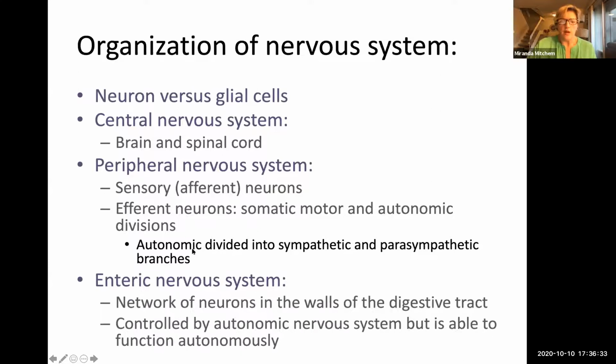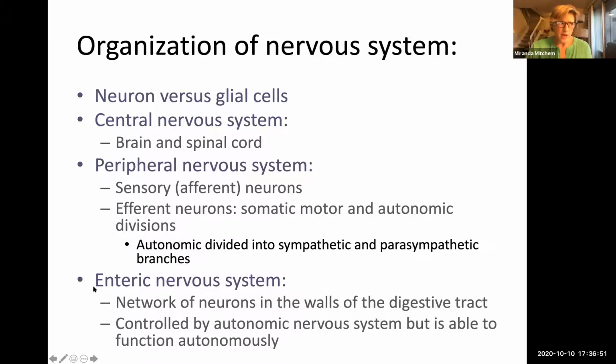Even within our autonomic nervous system, that's divided into the sympathetic and the parasympathetic branches, and those are essentially opposite responses. We'll look at several examples. And then, as I mentioned a moment ago, we've got the enteric nervous system.